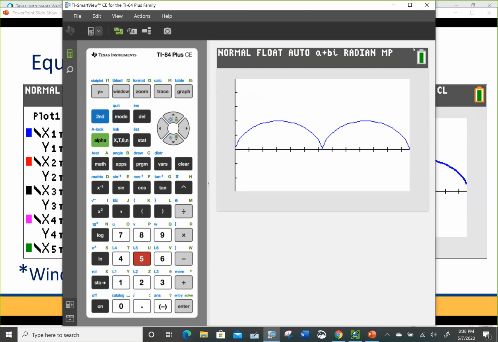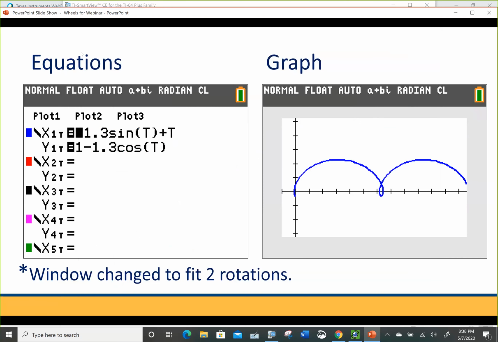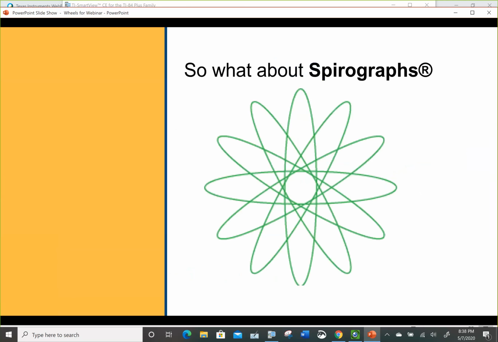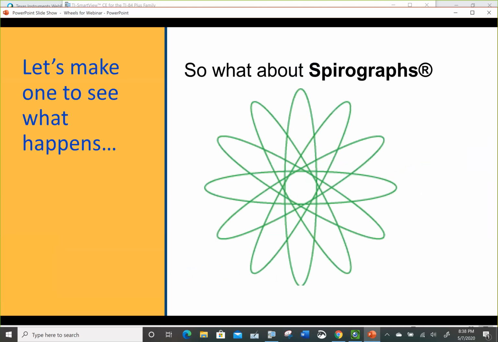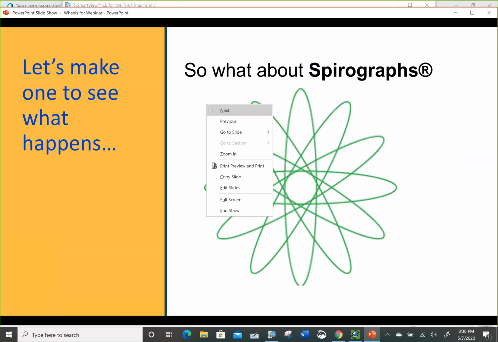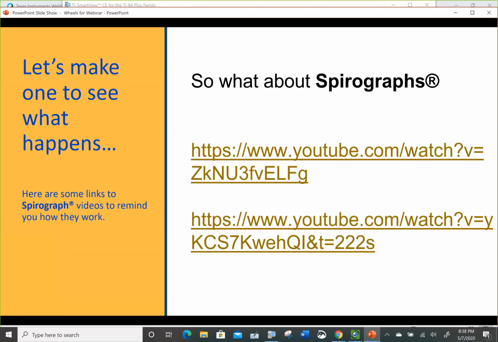Okay, good. Awesome. So is everybody okay, I think, with wheels? In that case, we need to look at spirographs. First of all, for people who aren't familiar with spirographs or just haven't played with them lately, here are a couple of websites or links that I'll let you watch later. I'm not going to show them now because I'm going to make my own, okay?